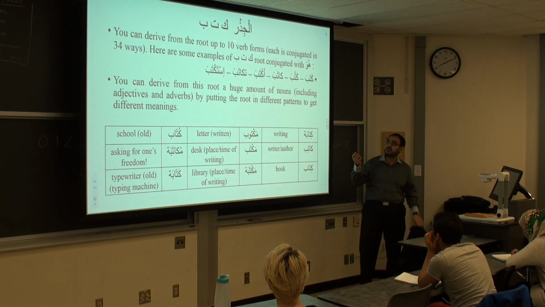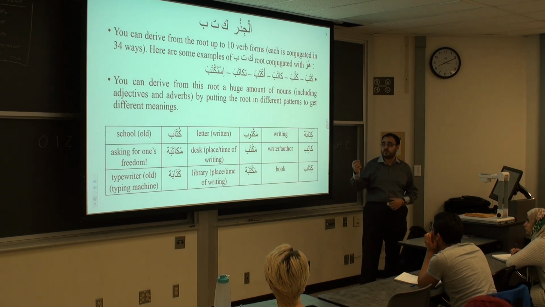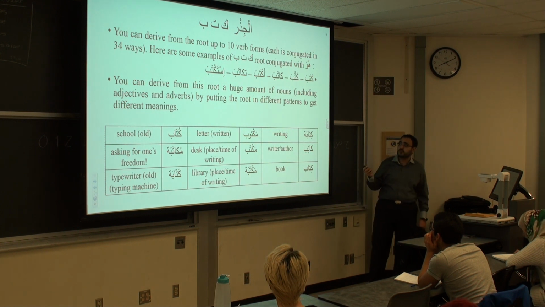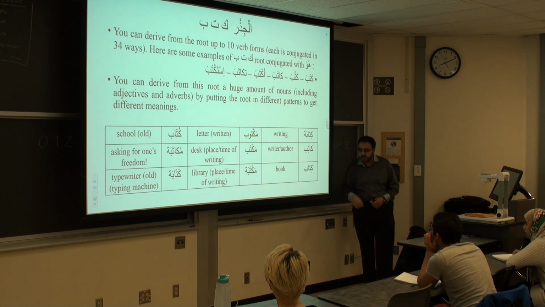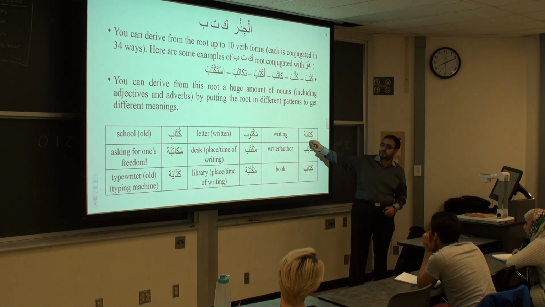From the same root as well, kaf, ta, ba, you can derive a huge amount of nouns, including adjectives and adverbs. These are under the general umbrella of nouns, by putting the root in different patterns to get different meanings. So, among these words, for instance, Katie, can you start reading the first one?